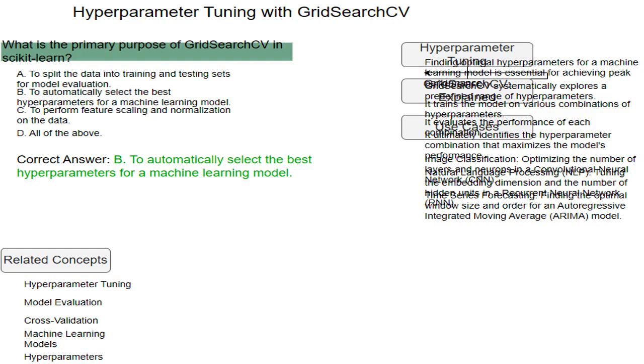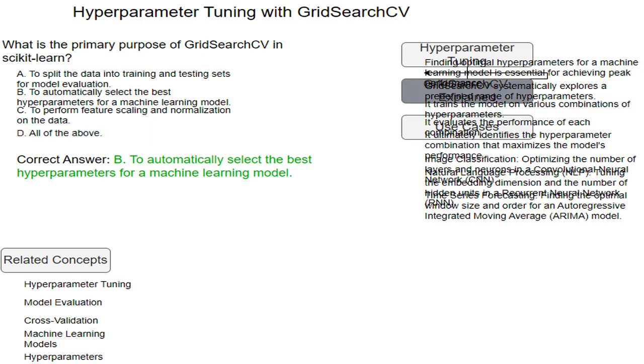What is the primary purpose of grid search CV in scikit-learn? A. To split the data into training and testing sets for model evaluation. B. To automatically select the best hyperparameters for a machine learning model. C. To perform feature scaling and normalization on the data. D. All of the above.